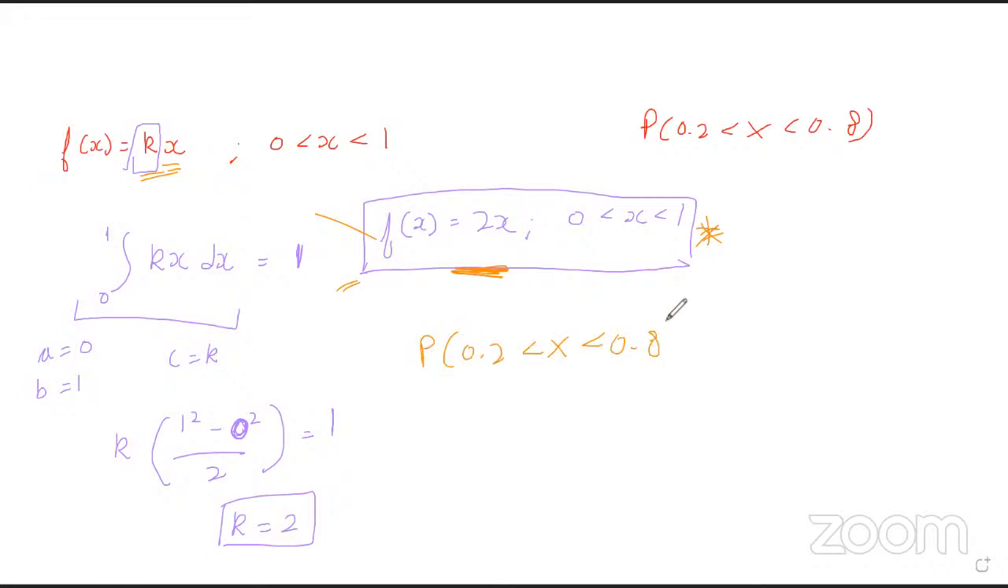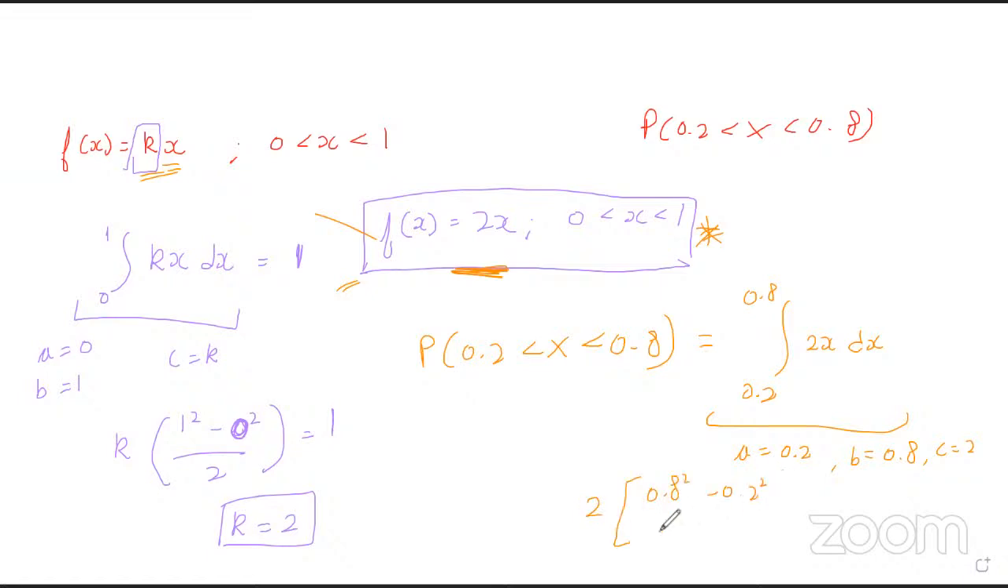Proceeding further, we need to find the probability within this range. It means we need to find the area under the curve between these points. From the hint, the formula is given. Comparing the formula with this term, a is 0.2 this time, b is 0.8, and c is 2. Plugging in the values, you get 2 times (0.8 squared minus 0.2 squared) divided by 2, and you can compute it.